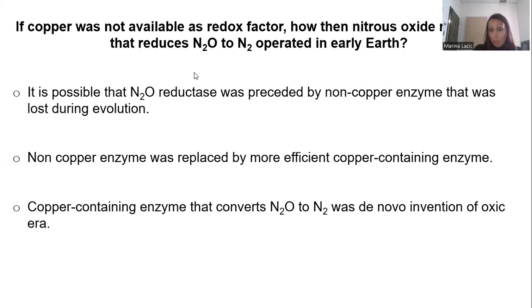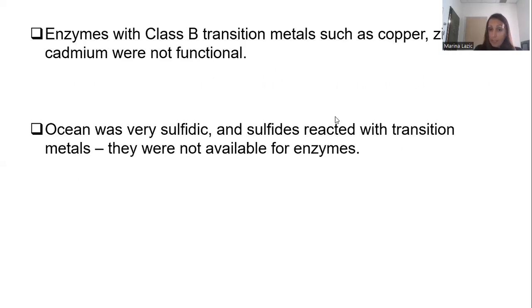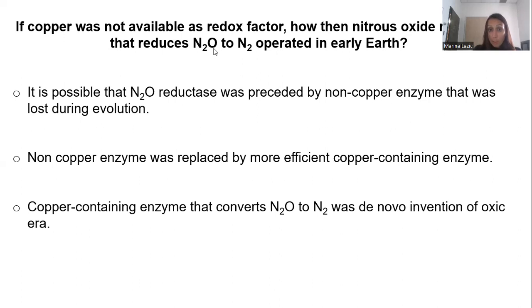Now, if copper was not available, and we know it wasn't because it's a transition metal that highly reacted with abundant sulfides, so if copper was not available as a redox factor, then how did this nitrous oxide reductase that converts N2O to N2 operate in early Earth?